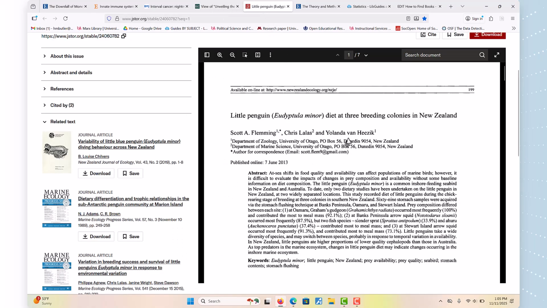One that we can see is that super typical kind of research article. This one is where they're really presenting, saying, this is the penguin group that we studied, and this is what we studied about it. This study recorded diet of little penguins during the chick rearing stage of breeding at 3 colonies in southern New Zealand. 69 stomach samples were acquired. They tell you about their process of how they got these stomach samples, what they did with the stomach samples, and what their findings were.